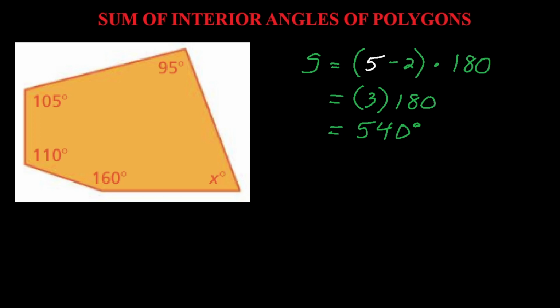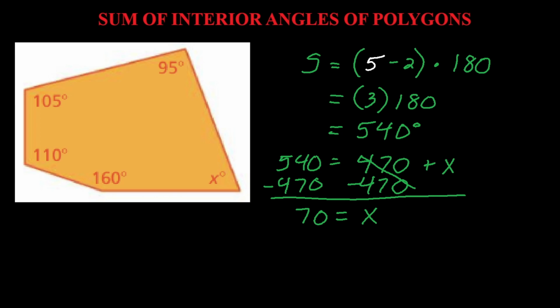We needed to find the missing value x, and since it's not a regular polygon, the angles are not all the same. So what we do is set 540 degrees equal to the sum of the 4 internal angles, which is 470 degrees plus our missing angle x. And if we subtract 470 from both sides, we get that our missing angle x is equal to 70 degrees.